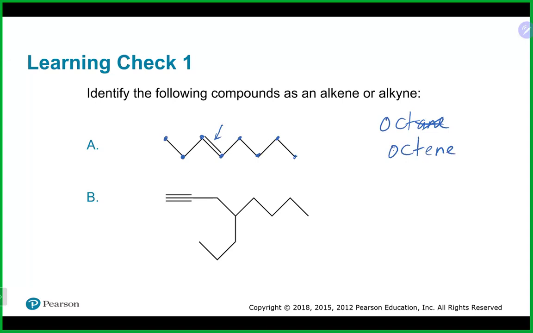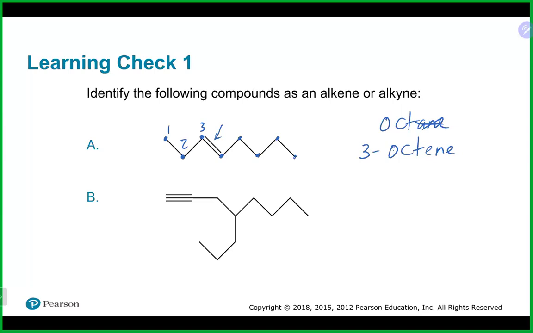In this case, we do need to give the double bond a location, and you can probably just visually see if you go left to right here, that is definitely going to give us a smaller number for that double bond than going in the other direction. So that's going to be carbon number 3 where it starts, and that would be 3-octene. Any questions on that one there?